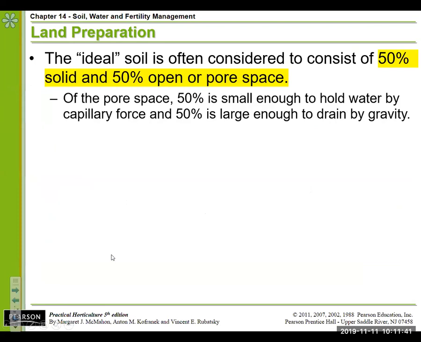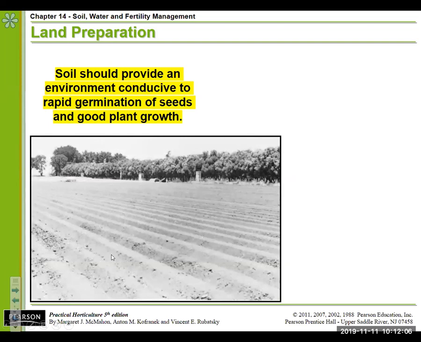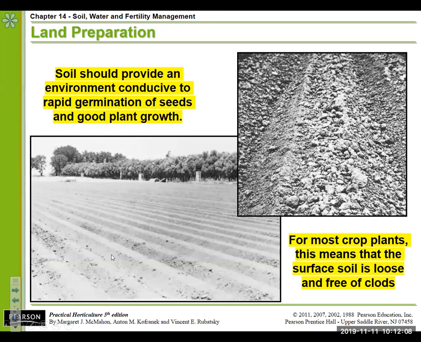So we mentioned early on, when we were talking about soil, that we look at the ideal agricultural soil as being half solid, the mineral and organic components of the soil, and half open or pore space. And of that 50% that is open or pore space, ideally we want that to be half air and half water, so that we can get the proper drainage and still allow roots to respire while still holding enough water for the plant to be able to photosynthesize.